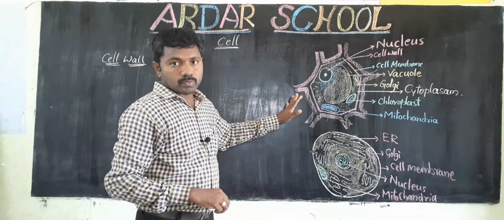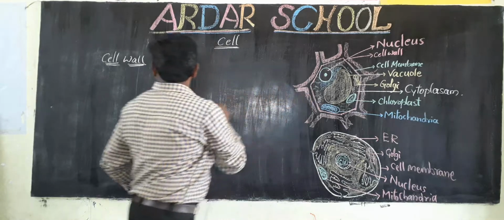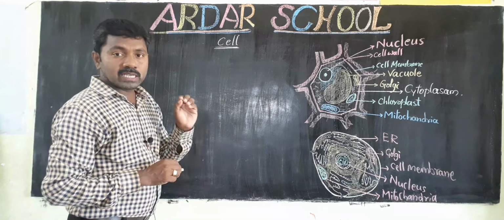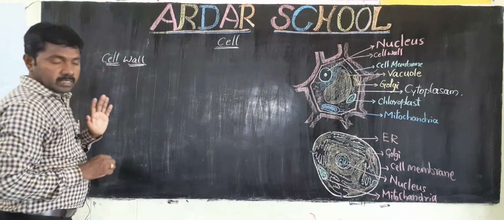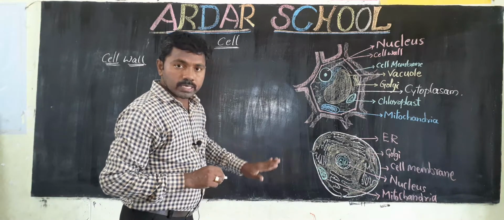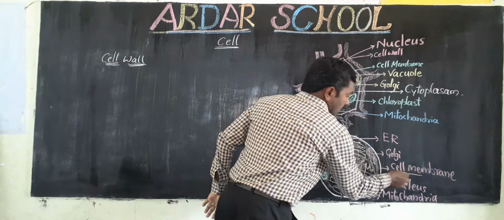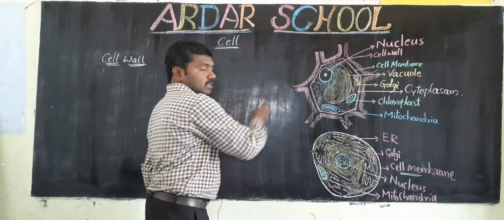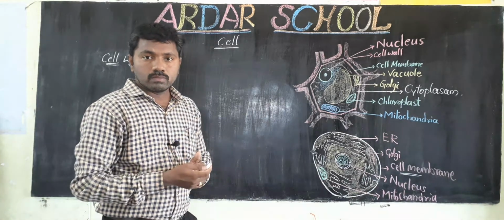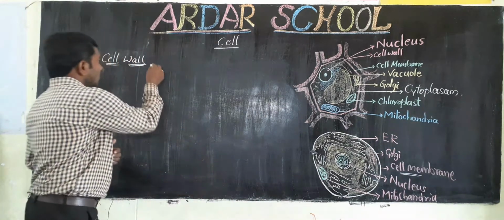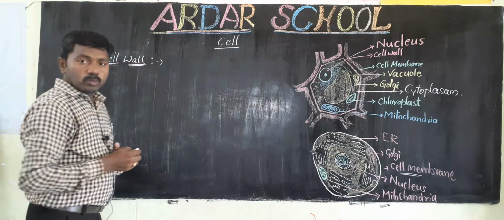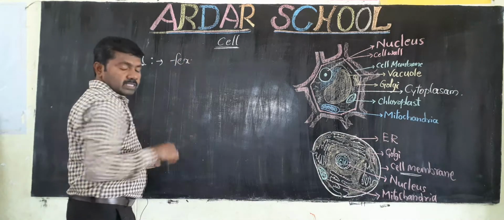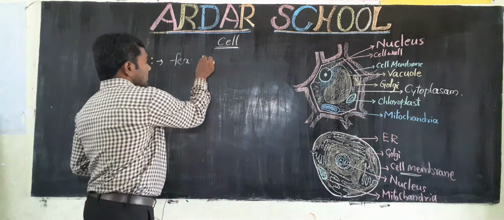Okay children, the cell wall is present in plant cells only. Here the cell wall is absent. In the animal cell, the cell membrane alone acts as the outer layer, but in the plant cell the cell wall acts as the outer layer. If you observe the cell wall, it is flexible and a porous layer.